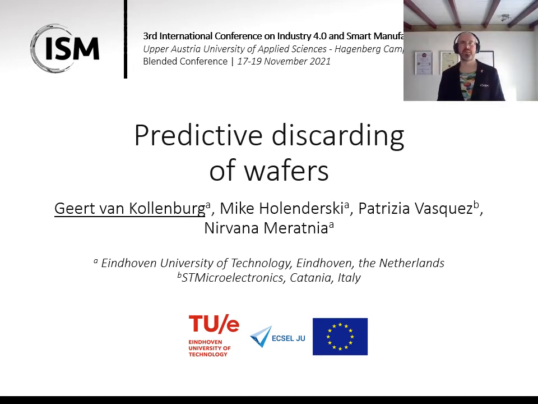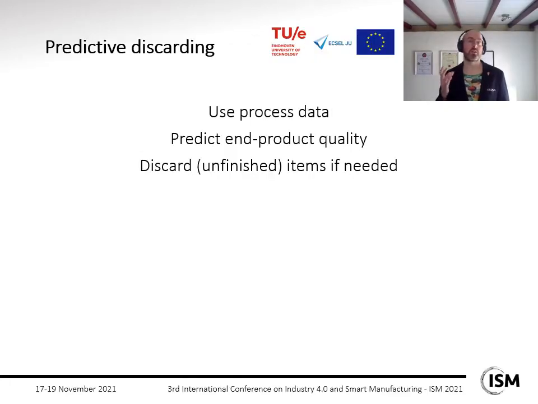Hi everyone. As you are probably aware, there's a big shortage of chips at the moment. So I'm really happy to present to you today our work on predictive discarding of wafers, which is a crucial element in the manufacturing of integrated circuits and computer chips. Predictive discarding is a very intuitive term, but for some reason it's not standard practice in many of the manufacturing processes, and we really hope to change that as soon as possible.